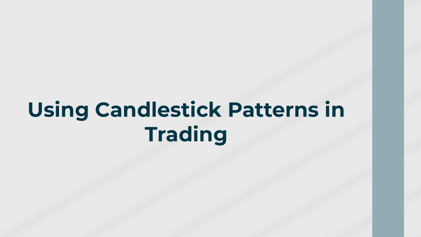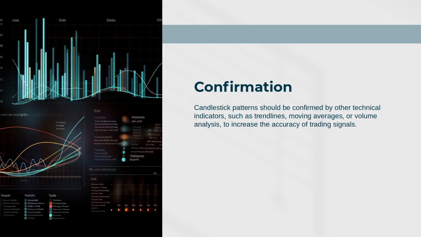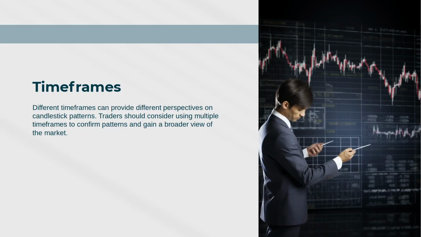Using candlestick patterns in trading. Confirmation. Candlestick patterns should be confirmed by other technical indicators, such as trend lines, moving averages, or volume analysis, to increase the accuracy of trading signals. Timeframes. Different timeframes can provide different perspectives on candlestick patterns. Traders should consider using multiple timeframes to confirm patterns and gain a broader view of the market.